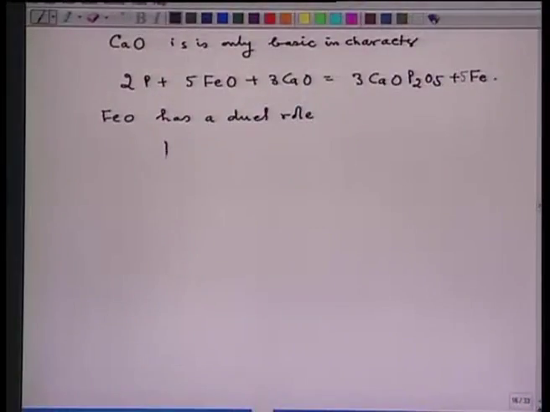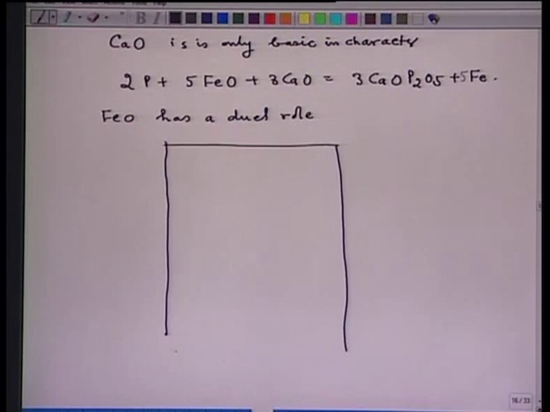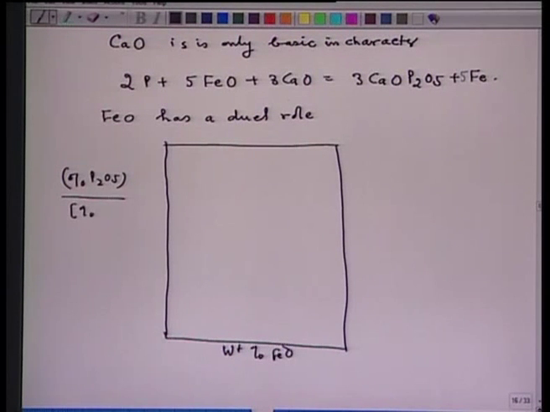Now, this effect is illustrated in the following figure. So, if I plot weight percent FeO against percentage P2O5 in slag upon percentage phosphorus in metal, that is the dephosphorization index, or coefficient of partition of phosphorus between slag and metal, whichever way you want to call it.